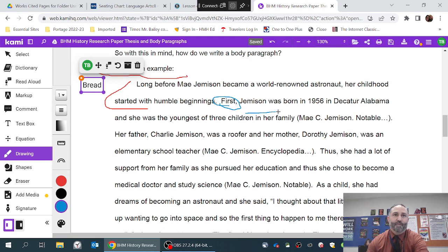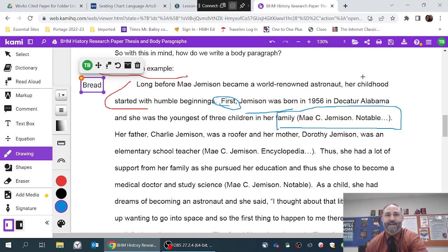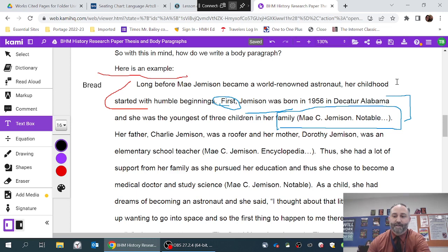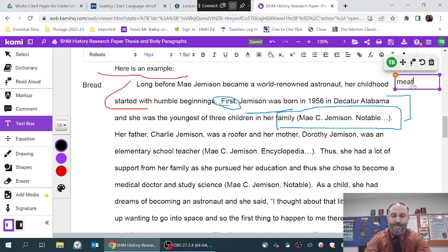First, she was born in 1956 in Decatur, Alabama, and she was the youngest of 3 children in her family. And notice I said you had to have parenthetical citations. Notice I'm giving credit where credit is due by having the citation there. And I'm going to show you the sources that I used here shortly. But this is an example of meat and cheese. And in fact, I'm going to label it as such. Meat, cheese.